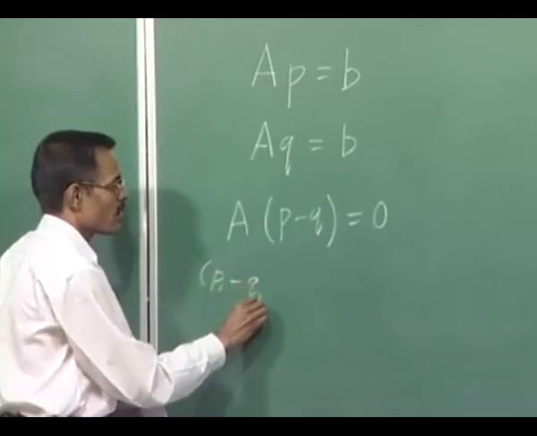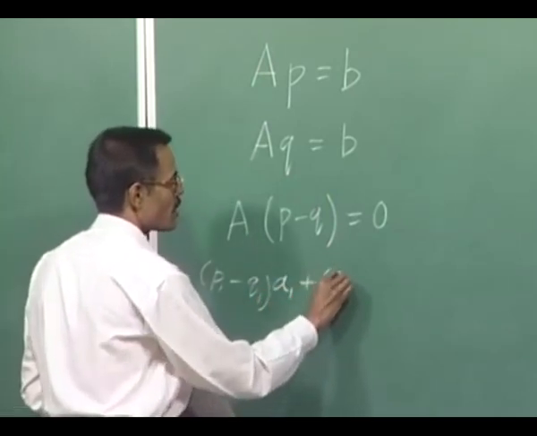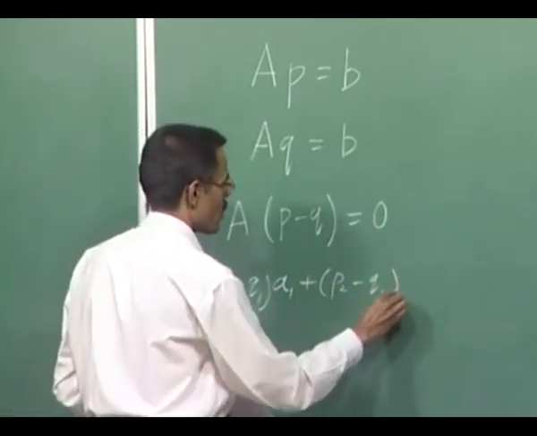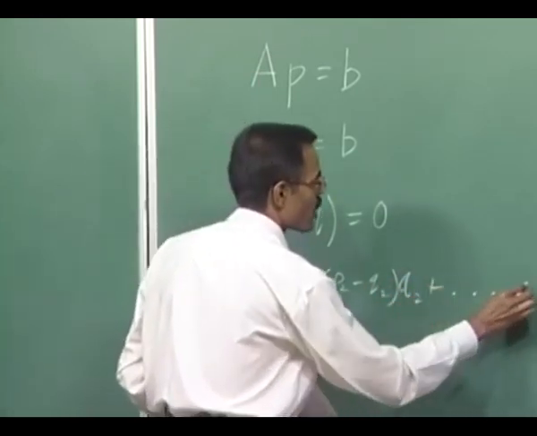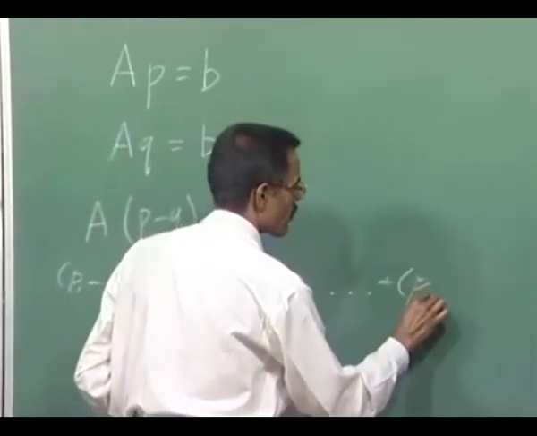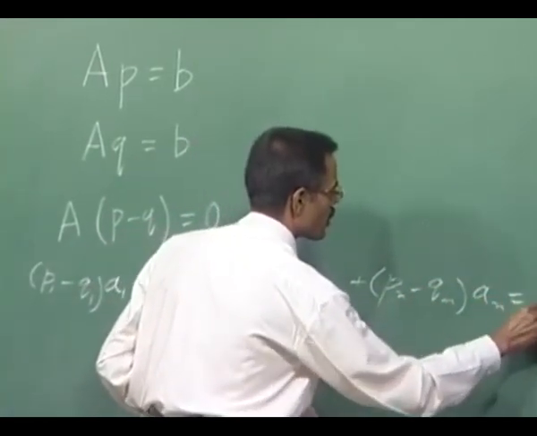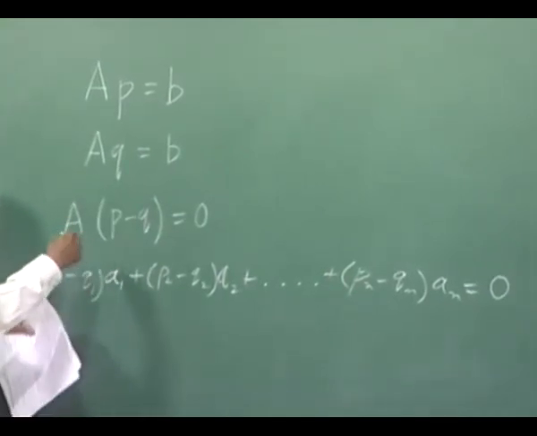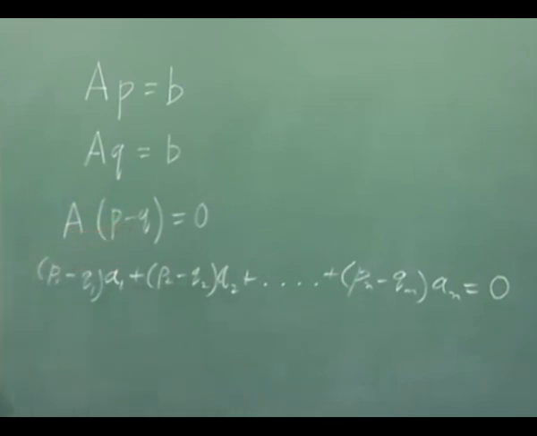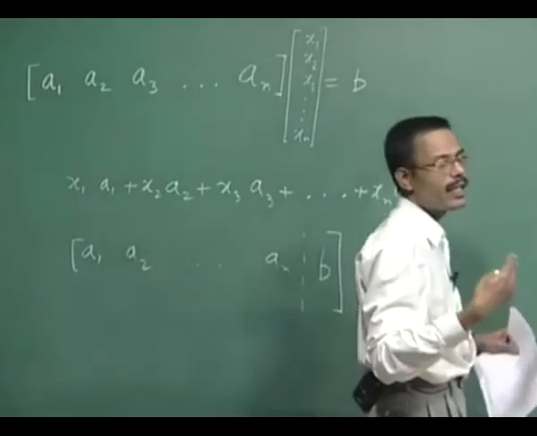the first entry of P minus Q into the first column plus the second entry into the second column of matrix A, and so on. This is equal to the 0 vector. Now, we know that since the matrix A has full rank n and it has only n columns, that means all these n vectors are linearly independent.